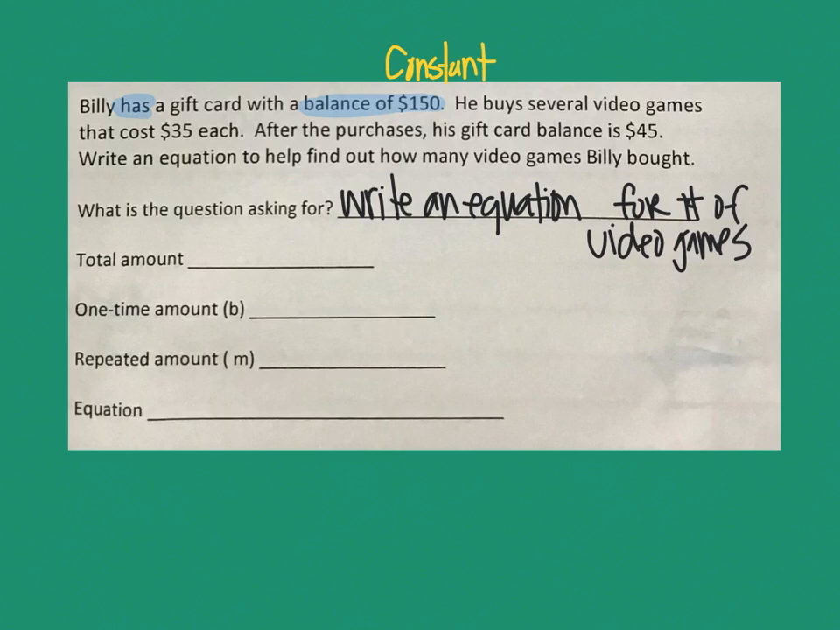Then it says he buys several video games. When you buy something, that means you're spending money. Okay? Spending money is going to be a subtract. And it says they cost $35 each. So buying means subtract, because your gift card is going to have less and less money. And then the $35, that's going to be my variable.